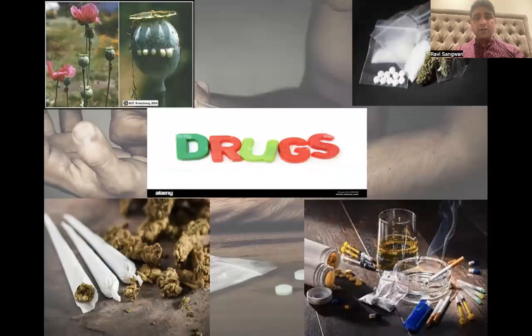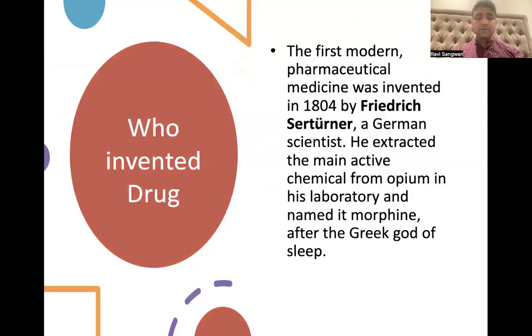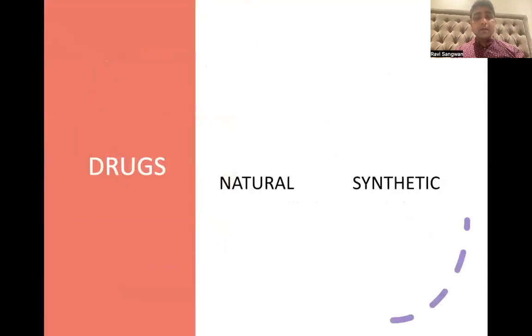So right now we are talking about drugs. So what are drugs? The first drug was the main active chemical extracted from opium by Friedrich Sertürner in 1804, and he named it morphine after the Greek god of sleep. And it is the first modern pharmaceutical medicine. Okay, so drugs are of two types, natural and synthetic.